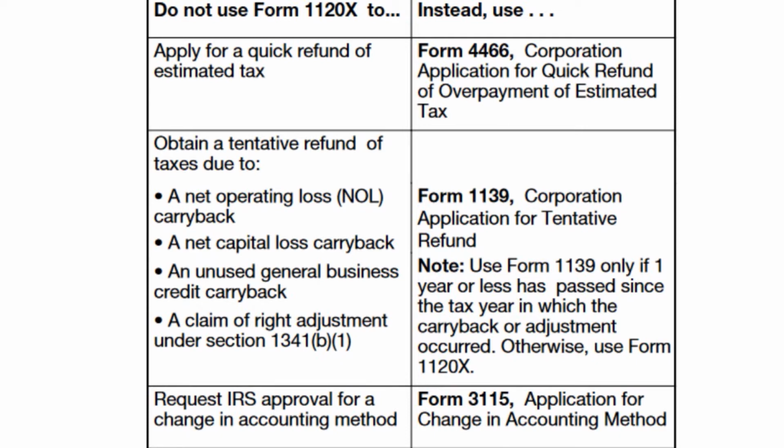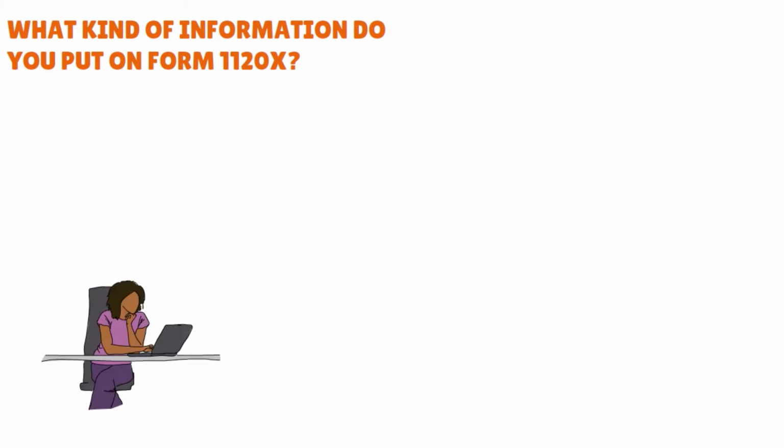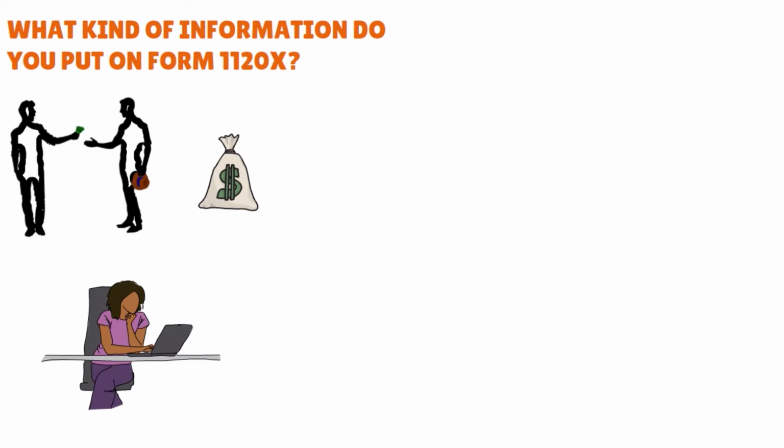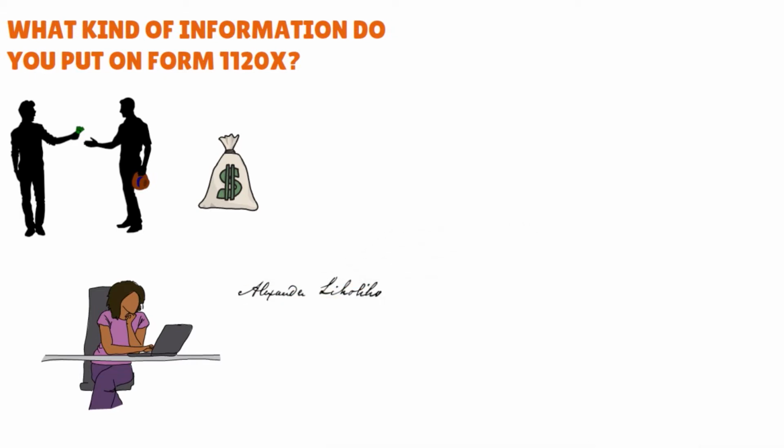Another question that's very important to answer when we go through the 1120X is, what kind of information do you put on Form 1120X? You put things like the business name and address, the EIN, your business's income and deductions, payments and credits, tax due or overpayment, an explanation of changes, and a signature. That's very important because on your amended form, you also need to sign the form, of course.